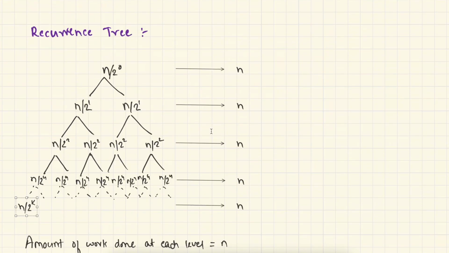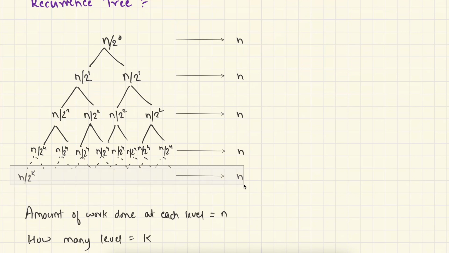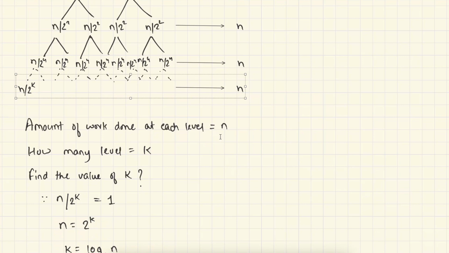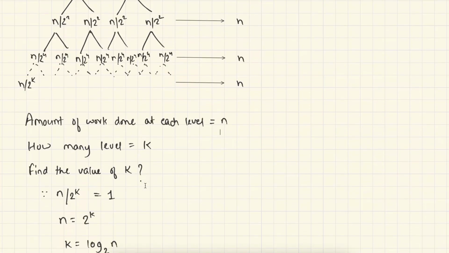Now let's see how much work we are doing at each level. At each level we are doing linear work. In the second level also we are doing linear work. In the third level also we are doing linear work. And at the last level also we are expecting to do linear work only. So the amount of work done at each level is equal to n. And how many levels do we have? We have k levels. Now let's find the value of k.